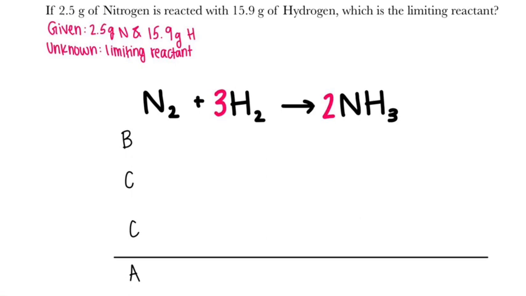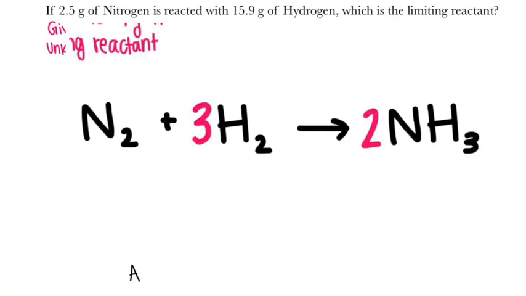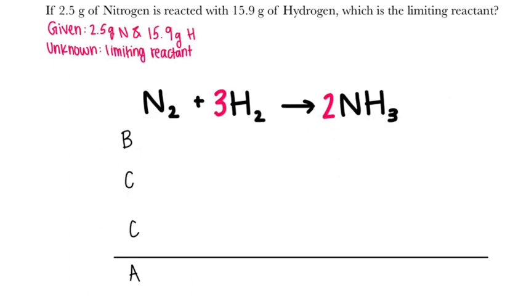If 2.5 grams of nitrogen is reacted with 15.9 grams of hydrogen, which is the limiting reactant? The given is 2.5 grams of nitrogen and 15.9 grams of hydrogen. The unknown is the limiting reactant. First, we have to balance the equation: N2 plus 3H2 yields 2NH3. Then we have to create the BCCA table.